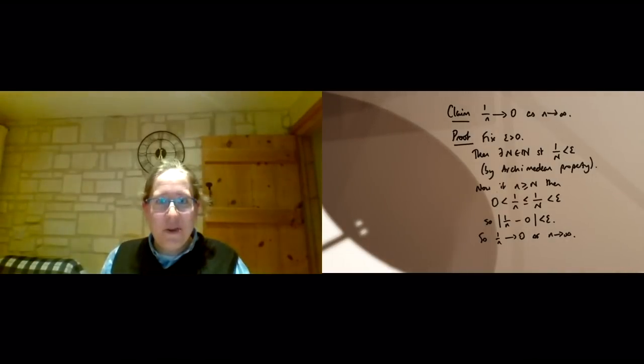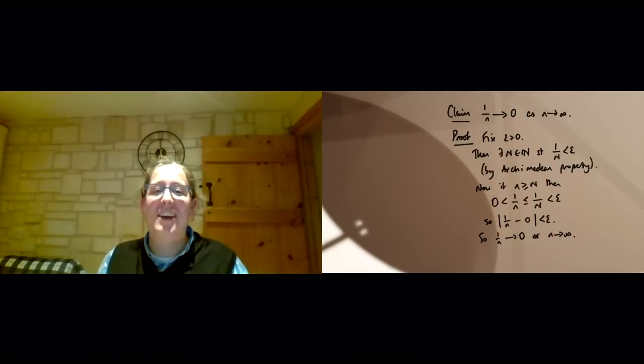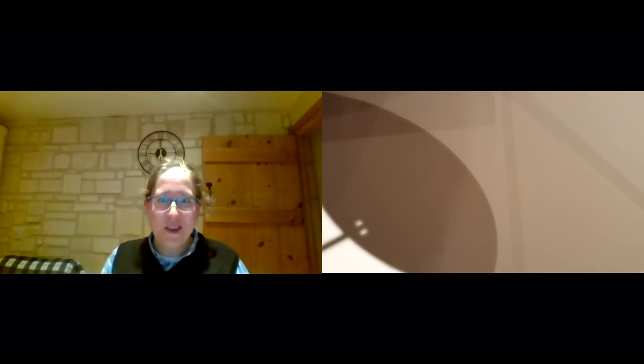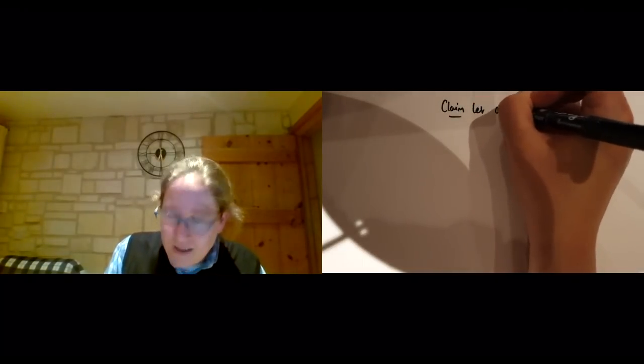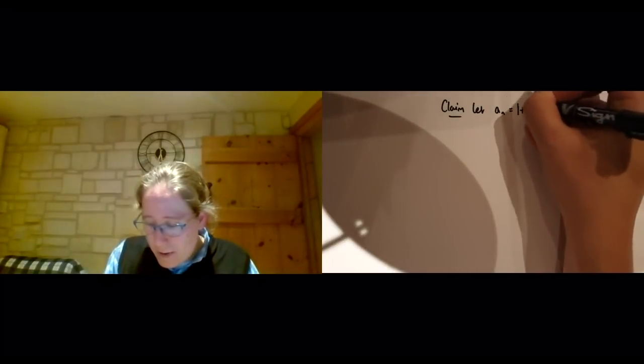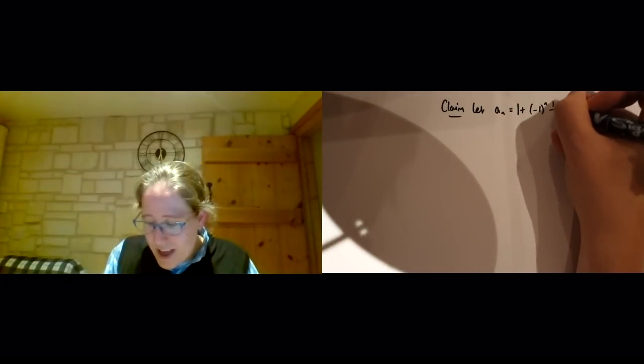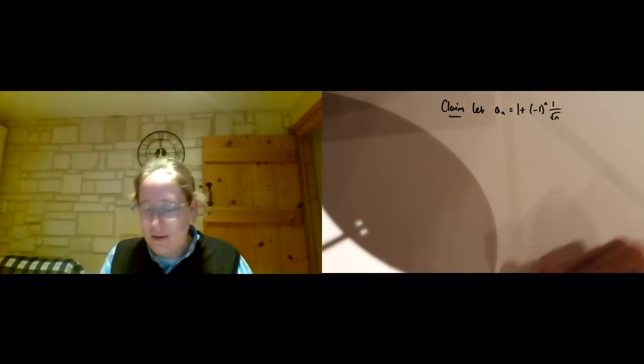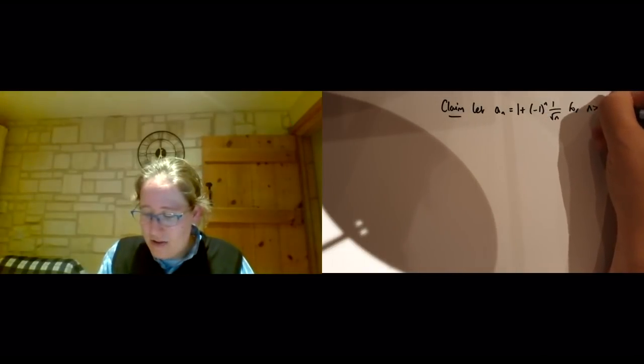That was not the most complicated example, but it is a really useful example. And the fact that 1 over n tends to 0 as n tends to infinity will be important to us later on. Let's do a slightly more complicated example. So, claim: I'm going to let a_n be 1 plus (minus 1) to the n times 1 over root n, for n greater than or equal to 1.